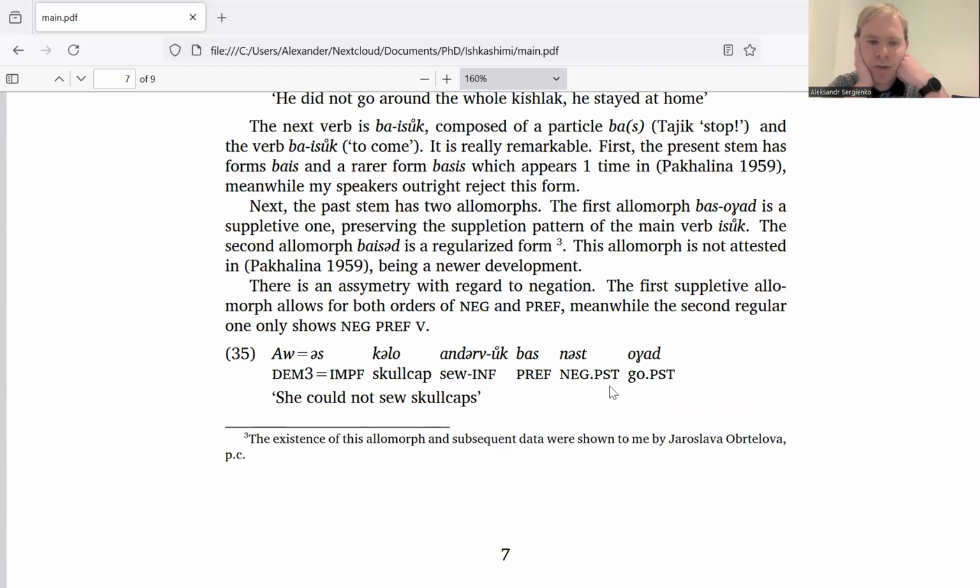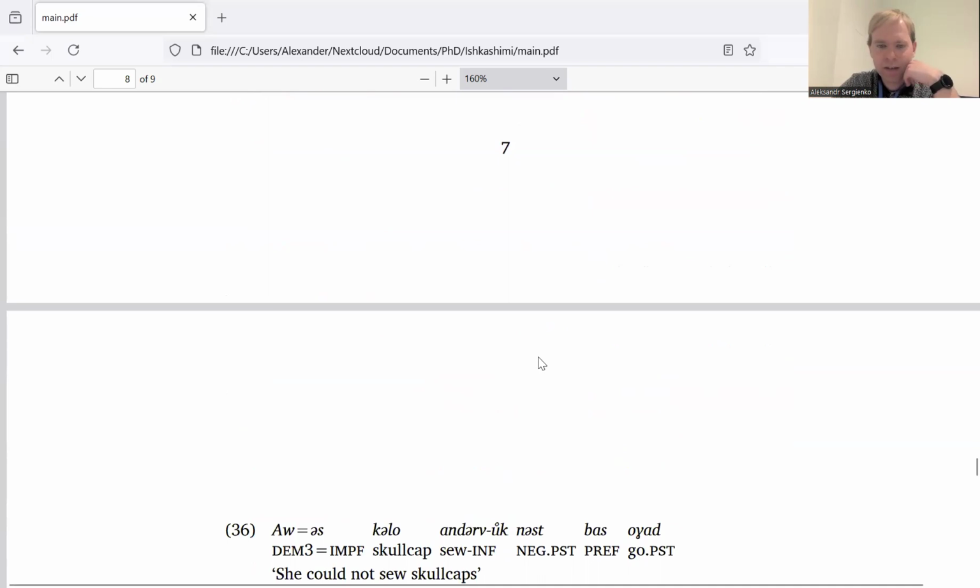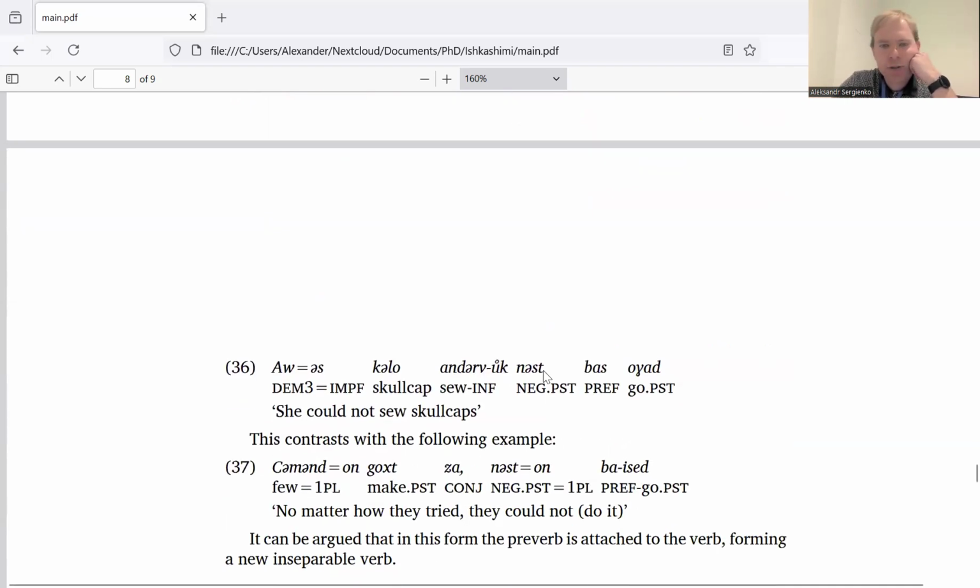So let's look at 35. She could not sew skullcaps. Our sklo undervook basnes sohat, right? You see here basnes sohat. And in 36, it's our sklo undervook nis basohat, right? You have the suppletive form of the verb, where we can detach the negation, we can detach the prefix and put it in another place. And let's look at the example 37, where we have bised, and the only option is to use niston bised. You cannot say ba nistesit.